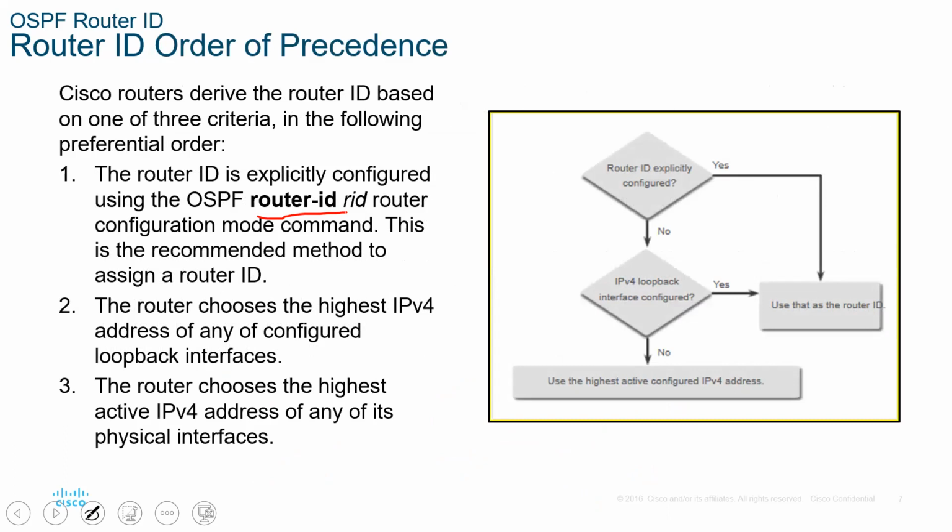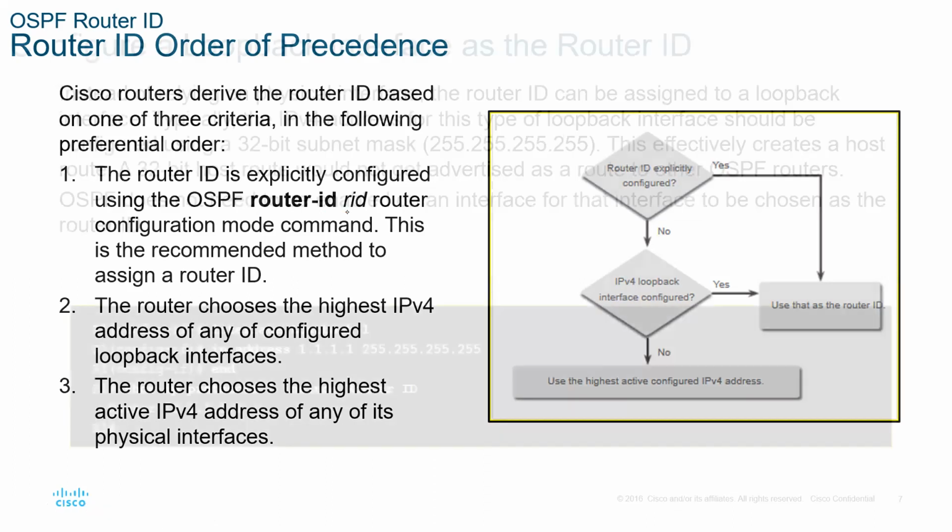The second thing is that the router uses the highest IP version 4 address of any of its configured loopback interfaces. So if I configure loopbacks on my routers, the loopback interface that has the highest IP address, version 4, is basically used for the router ID. The third is that the router chooses the highest active version 4 address of any of its physical interfaces. So that is what it does.